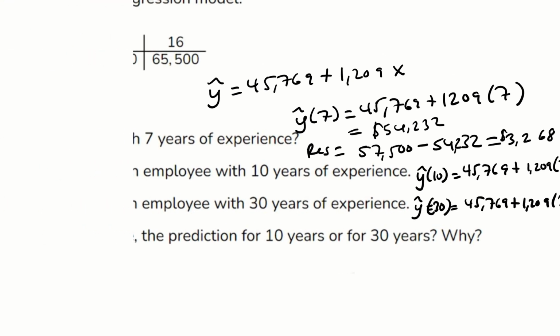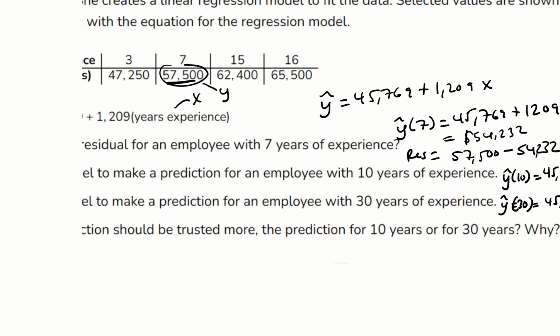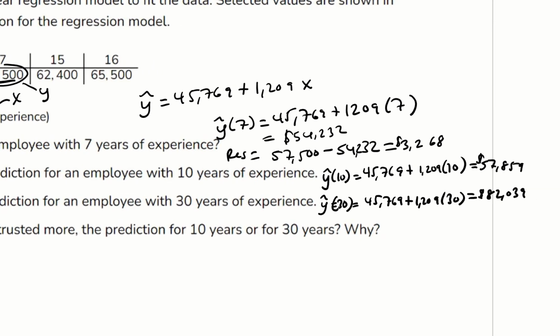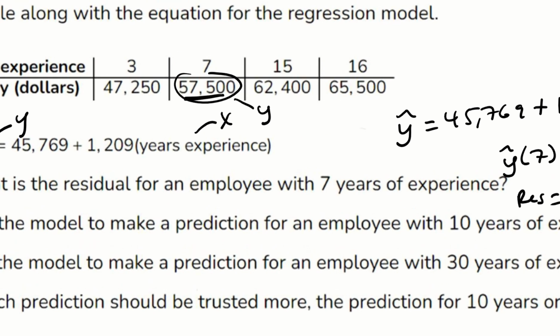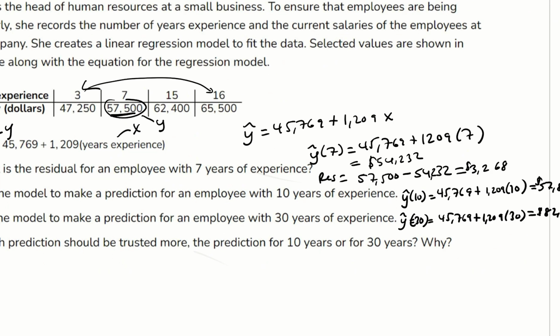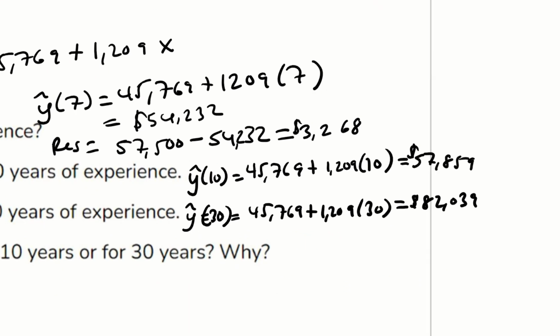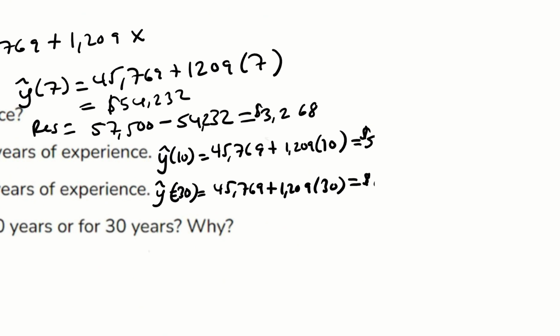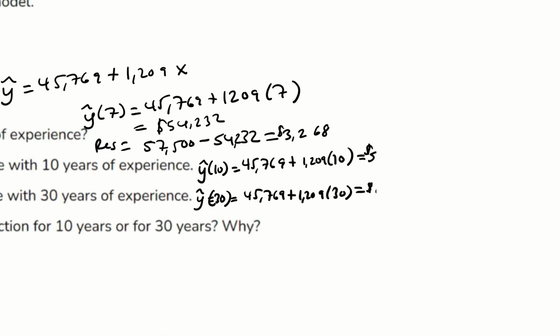Now it says for the next part, which prediction should be trusted more, the prediction for 10 years or for 30 years, and why? Well, if you look at the data, we only have data from 3 years up to 16 years. We don't have anything before 3 years, and we don't have anything after 16 years. And so we would expect that the 10-year prediction would be more accurate, right?